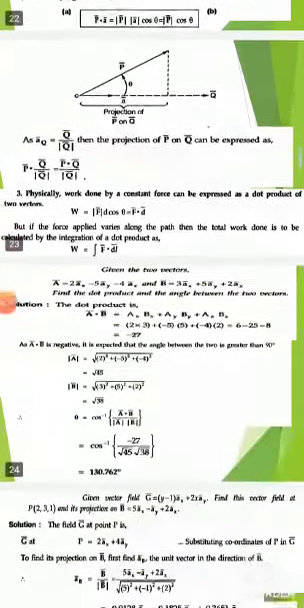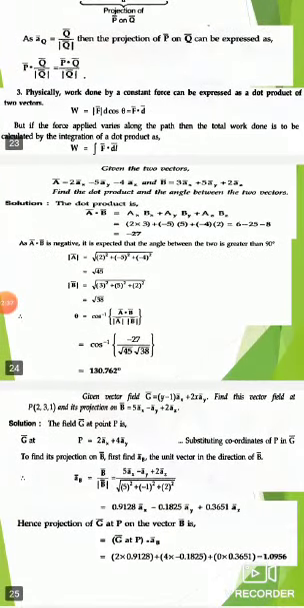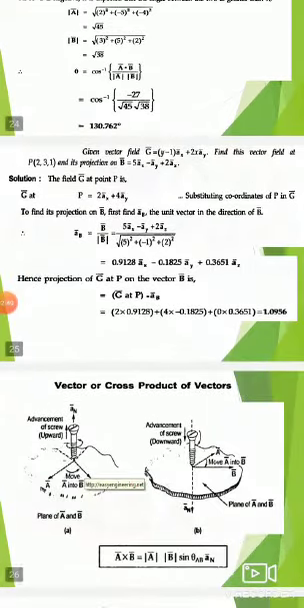Based on that, we are seeing 2 problems here, with a vector and b vector, finding the angle between the vectors. To find the angle between the two vectors, we find a vector dot b vector divided by mod a vector mod b vector. Based on that, 2 problems are discussed here.